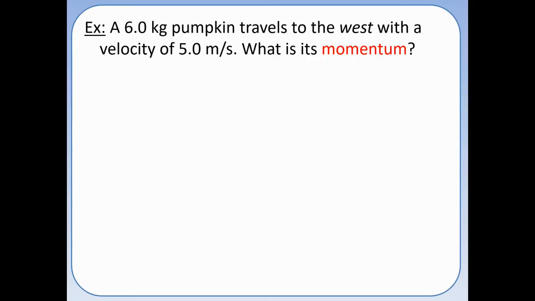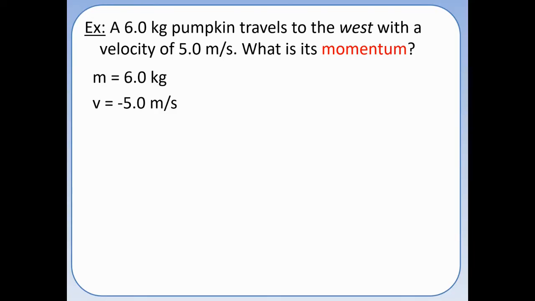So let's look at an example and see all the different ways that we can represent this. Say we have a 6-kilogram pumpkin traveling to the west with a velocity of 5 meters per second. What is its momentum? Well, first off, let's start with the knowns in this problem. We are given mass of 6 kilograms and a velocity of 5 meters per second to the west. This would mean we have a negative velocity, so we want to make sure we include negative in that.